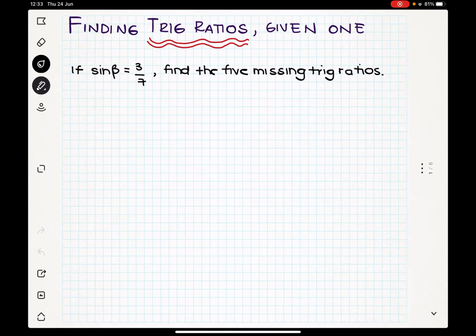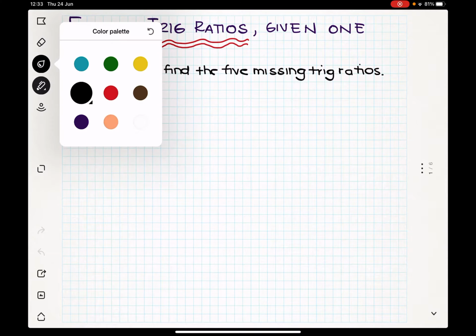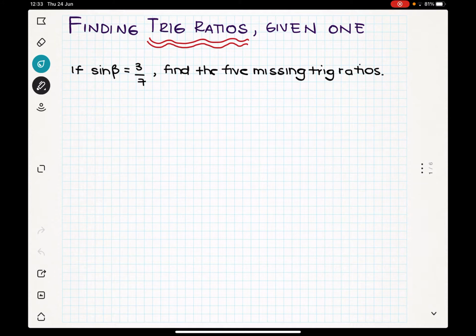In this video, we're going to review finding trig ratios given one solved trig ratio. So for example, in the first one, if sine of B equals 3/7, find the 5 missing trig ratios. So before we start answering the question, let's just put over here what those trig ratios are.